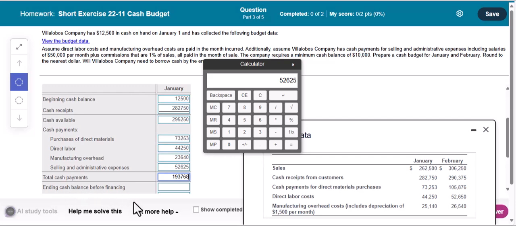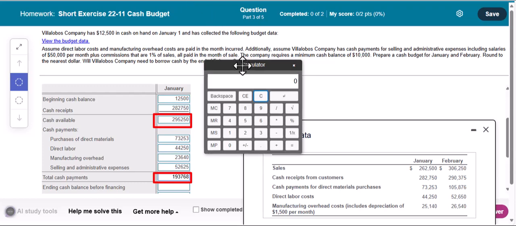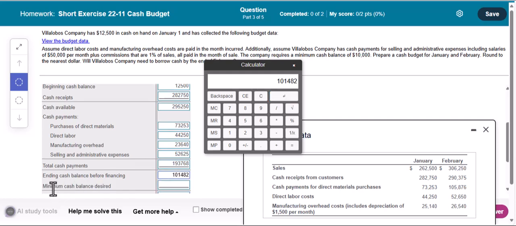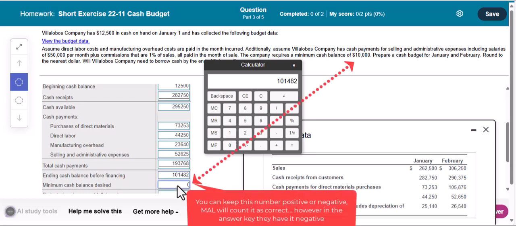So what they're asking for is our cash available less the total cash payments. So let's go ahead and enter that through. So the cash we had available was 295,250 right here. And then we're going to subtract out the total cash payments that we made to see what our cash is afterwards. So it is 101,482. So that's our ending cash balance before financing. And then we have our minimum cash balance desired, and that's that $10,000. So negative 10,000, since we will be subtracting this out.